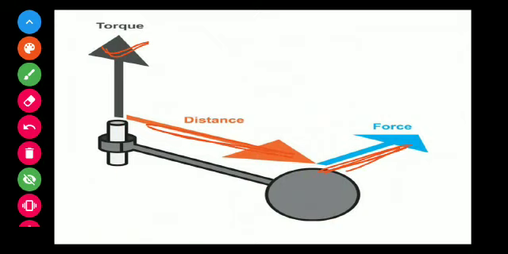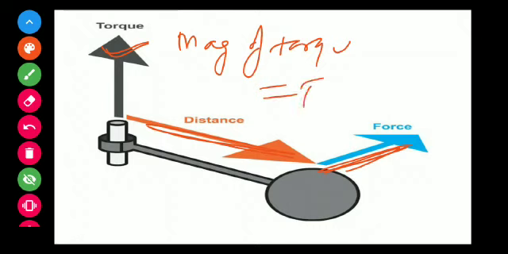Now what is the moment of force? Turning effect is known as moment of force. What is torque? Turning effect is the torque, and torque is a vector quantity. A vector quantity has both magnitude and direction, and the magnitude of torque is force into perpendicular distance, that is, the distance from the axis of rotation to the point at which we apply a force. And what is the direction? The direction of torque is perpendicular to force and distance.